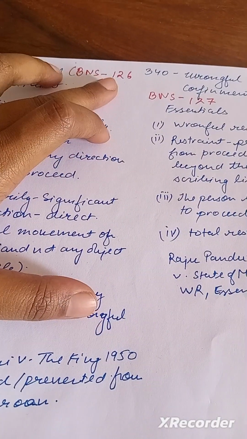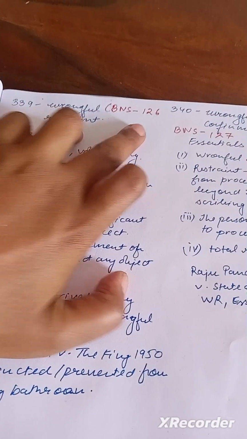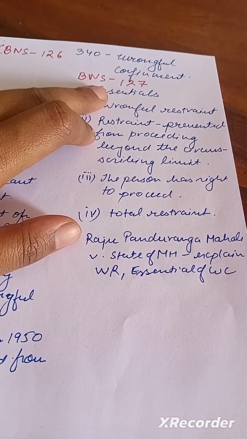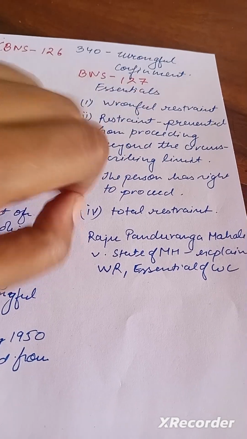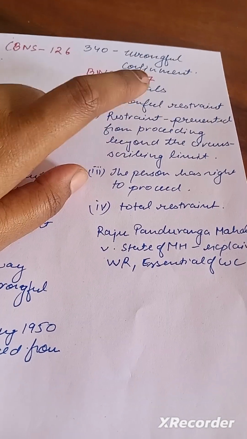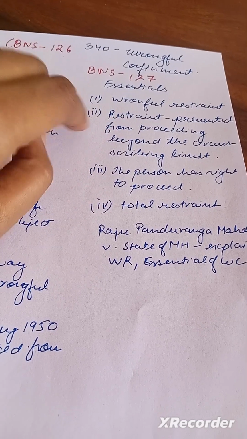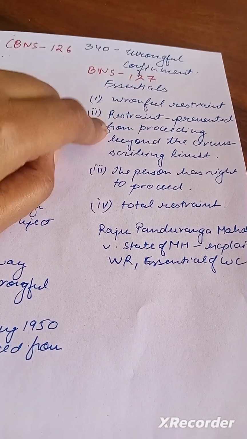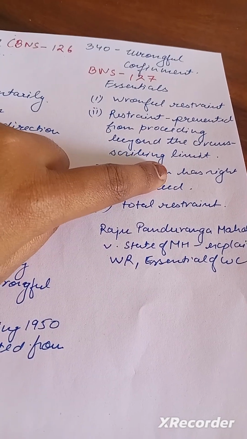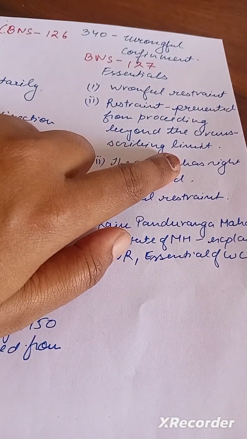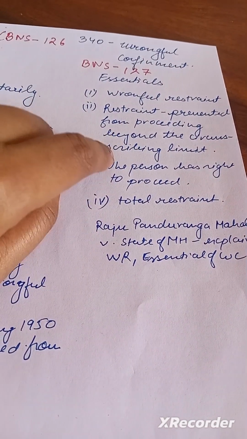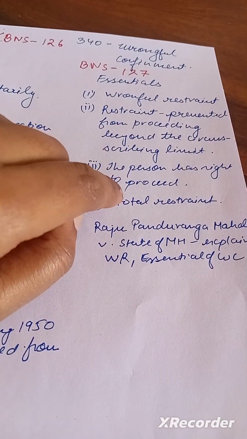In BNS it is mentioned under 126. Wrongful restraint is mentioned under 126. Wrongful confinement is mentioned under 127 of BNS. So the essential of wrongful confinement will be wrongful restraint. So there will be wrongful restraint and wrongful confinement. The restraint prevented from proceeding beyond a circumscribing limit. So the accused was prevented from proceeding beyond the circumscribing limit.